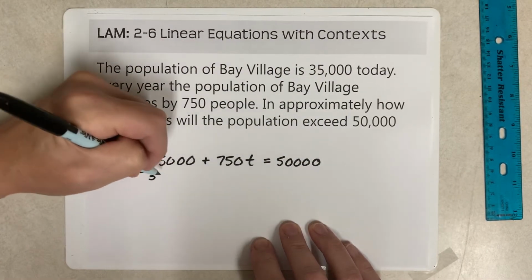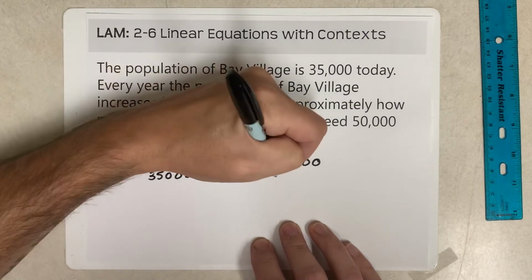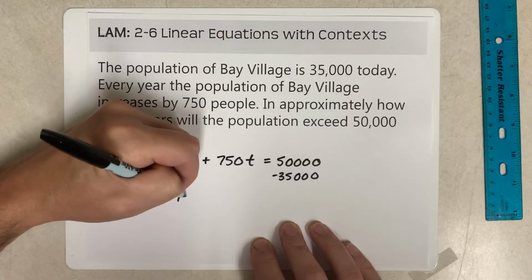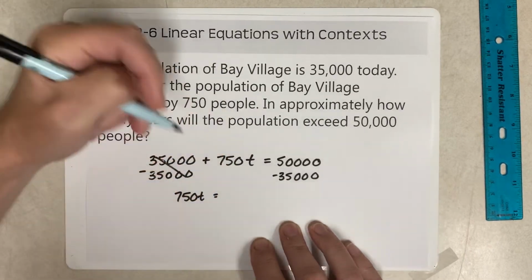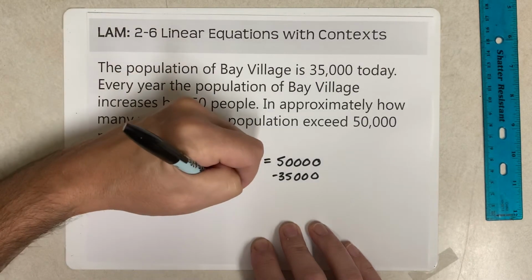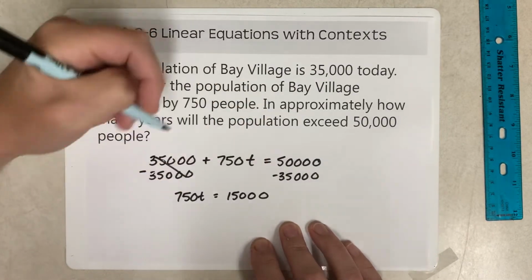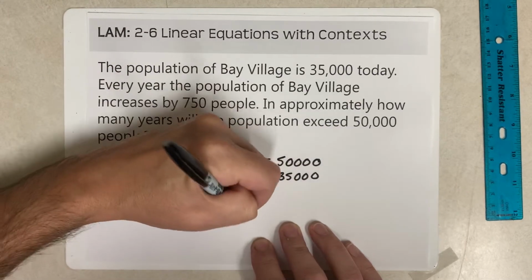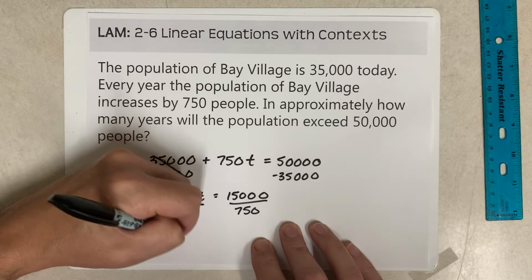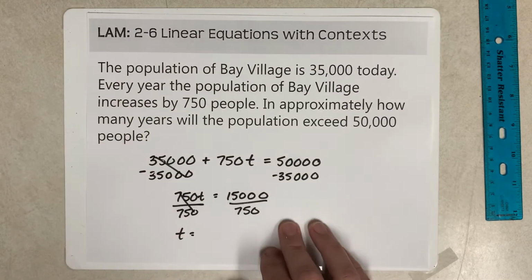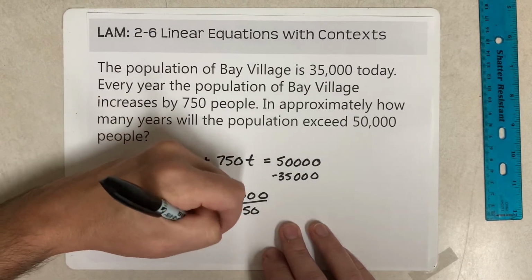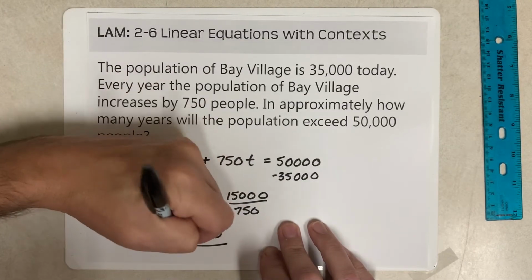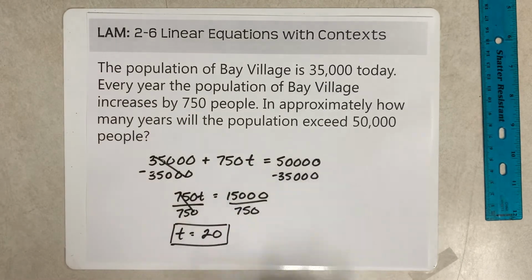So we're going to subtract 35,000 on both sides. Minus 35,000. Bring down my 750T is equal to 50,000 minus 35,000, which is 15,000. And we're going to divide by 750. If we divide 15,000 by 750, we see that that's going to be 20. It's going to take 20 years to get up to 50,000. Box that in. And that's our final answer.